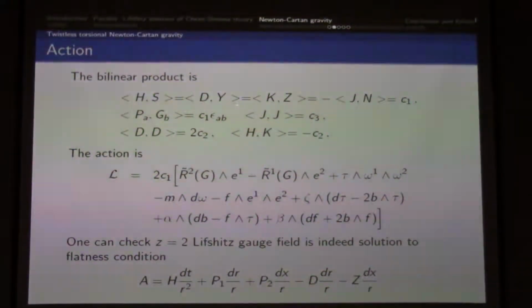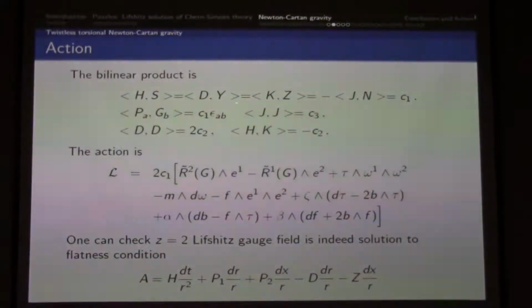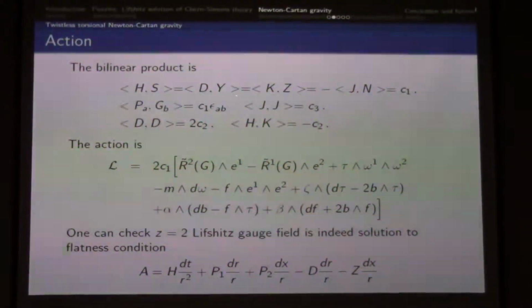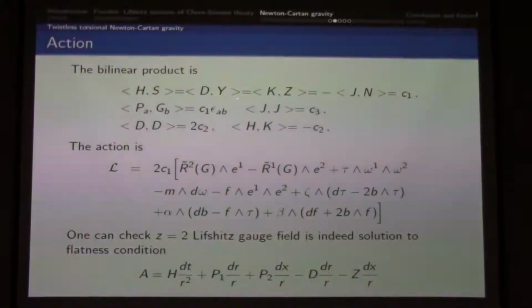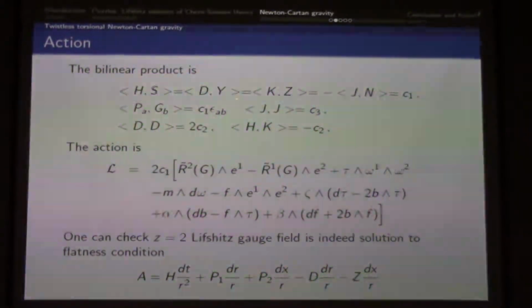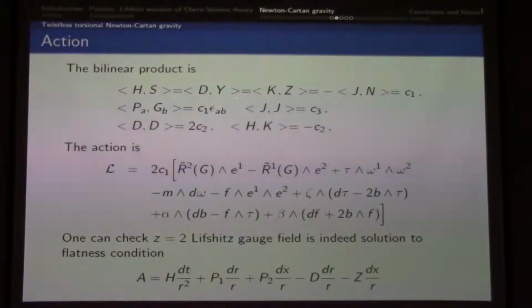Yeah. And then you might want to keep things minimal, to tune C3, C2, and C1 so that you can decouple part of the algebra. Does this happen or not? It doesn't happen in this case, but it will happen in the other case. What other case? I'm going to show you in the next example.